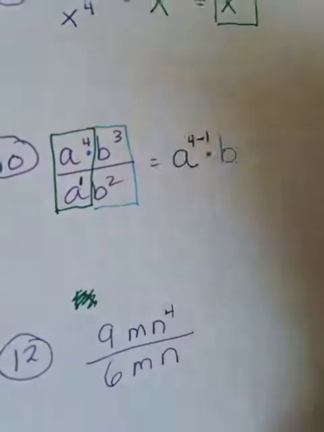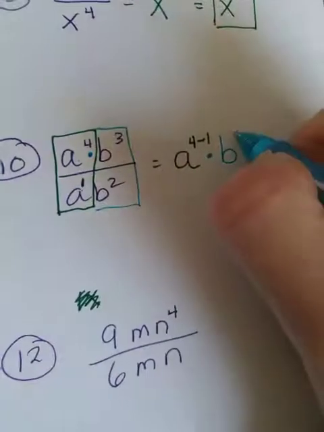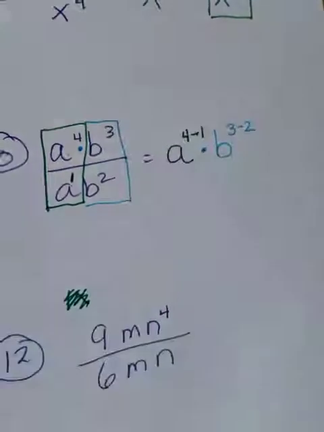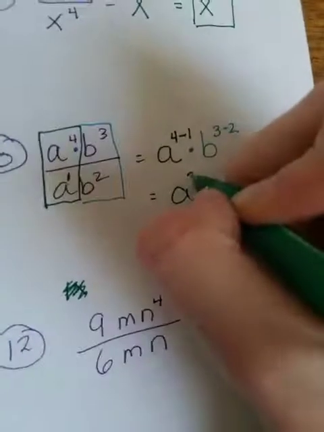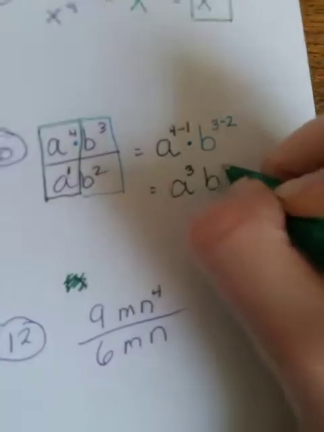Now let's do the b's. So I know this is confusing, but we're multiplying them. So we're multiplying them in our answer. So it's b to the power of 3 minus 2. So let's see our final answer here. 4 minus 1 is 3, so it's a cubed b to the first, because 3 minus 2 is 1.